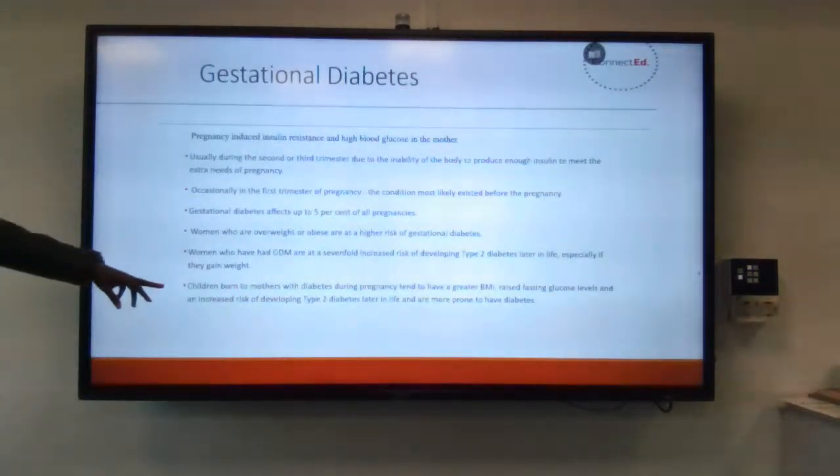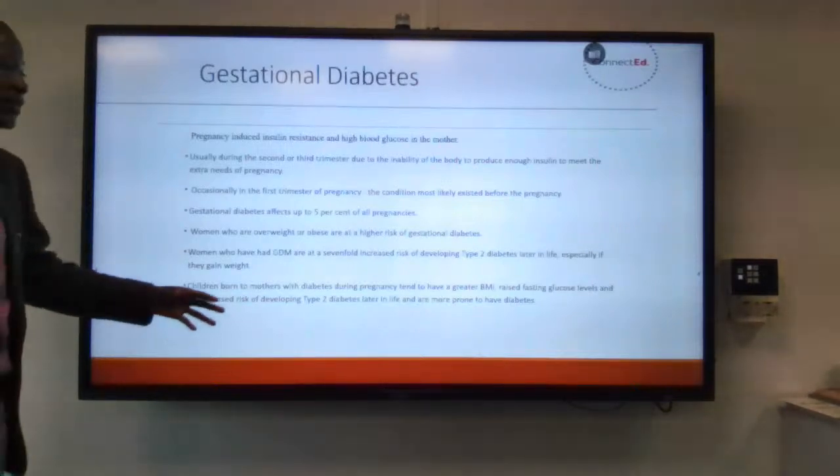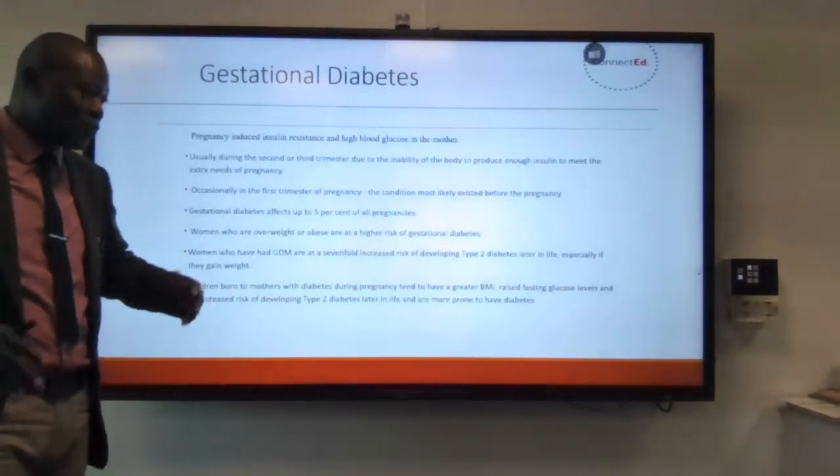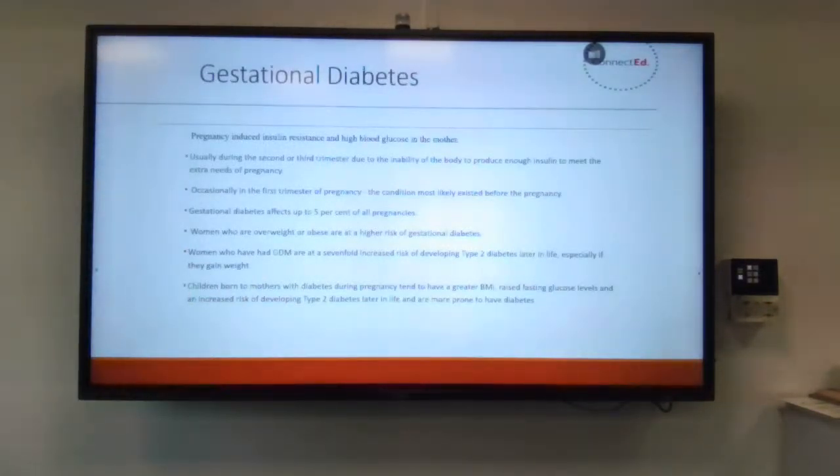Children born to such mothers tend to have big weight. They can have stillbirth, and they too have a tendency to develop diabetes as well. We've said that one of the predisposing factors is family history, so this also is an issue.